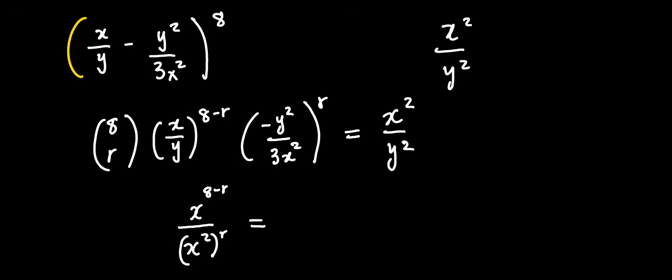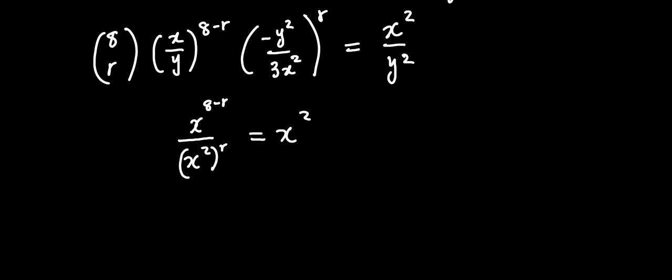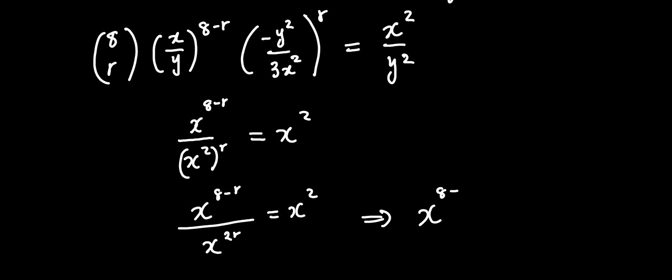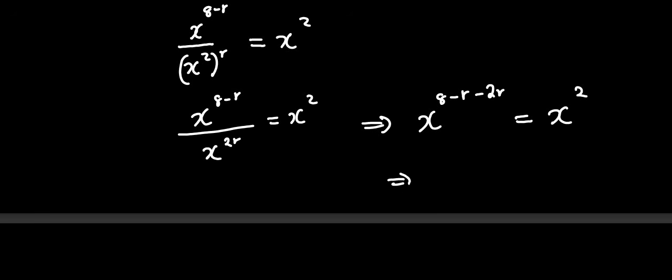I will equate them to this x which is on top, and this is going to be the same as 8 minus r, the exponent of x. Down, this is the same as x to the power 2r. This is x to the power 2. Then the bases are the same, so I can just subtract the powers here. This is x to the power 8 minus r minus 2r is equal to x to the power 2. Then from here, I can just say 8 minus r minus 2r is equal to 2.